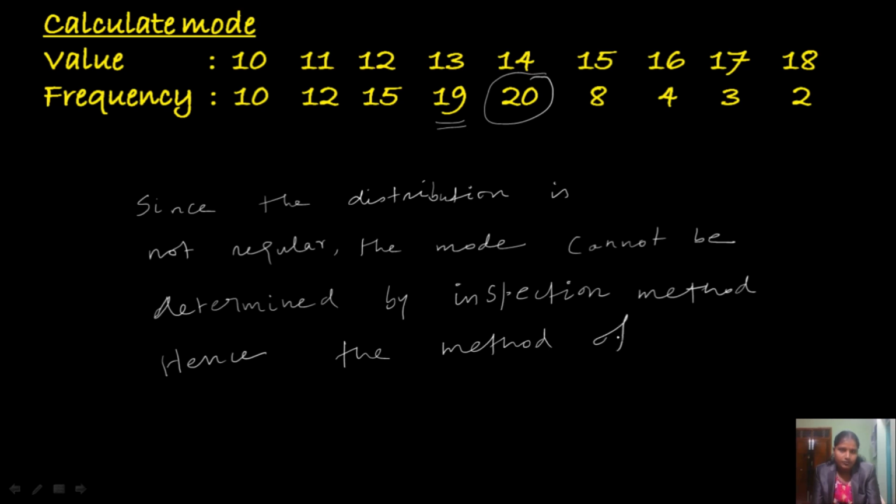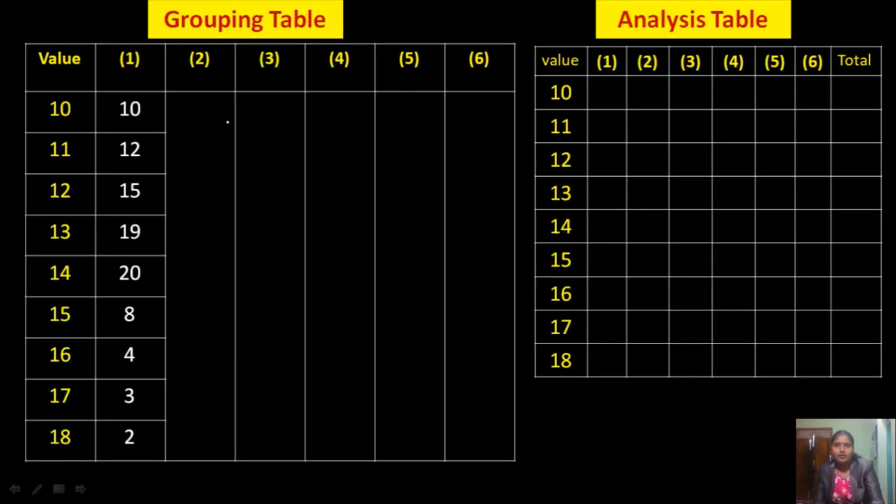The method of grouping is used in this. Now, under grouping table, we have to first write down the values and corresponding frequencies. That is frequency that is given in our problem. We have to write down in the first and second column. Grouping table consists of 6 columns. Here, frequency is the first column, and then 2, 3, 4, 5 and 6.